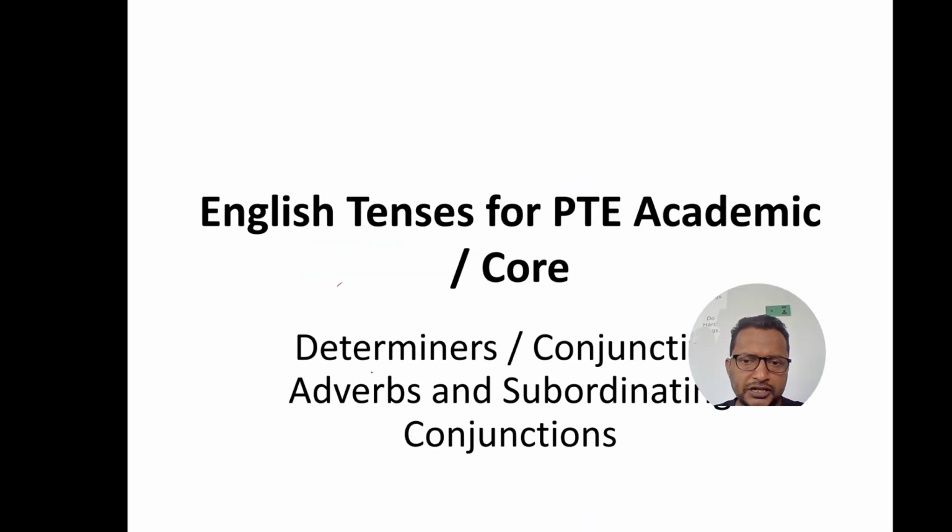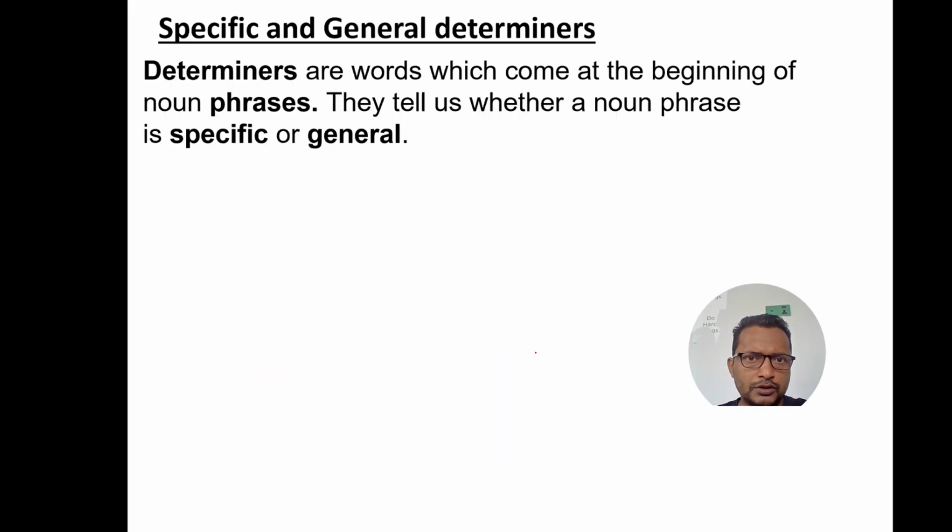Going to learn is determiners and conjunctions, adverbs and subordinating conjunctions. Okay, so don't go by this name. We don't need to look after the topics. So let's go. Specific and general determiners, right? So what are determiners? Determiners are the words which come at the beginning of a noun phrase. They tell us whether a noun phrase is specific or general.